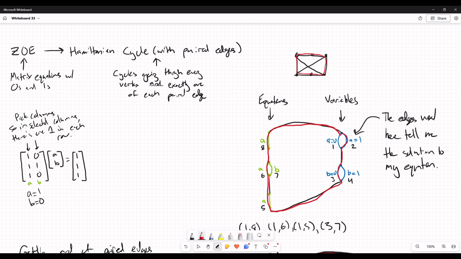I used exactly 1 of 1 and 8. I used exactly 1 of 1 and 6. I used exactly 1 of 1 and 5. And I use exactly 1 of 3 and 7. So we do, in fact, get this property that if there's a solution to my ZOE, then I can also find a solution to my Hamiltonian cycle.